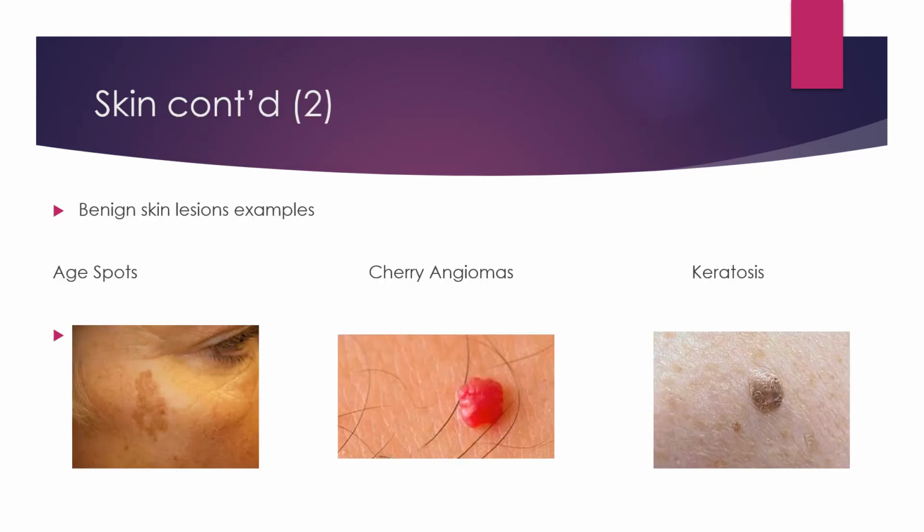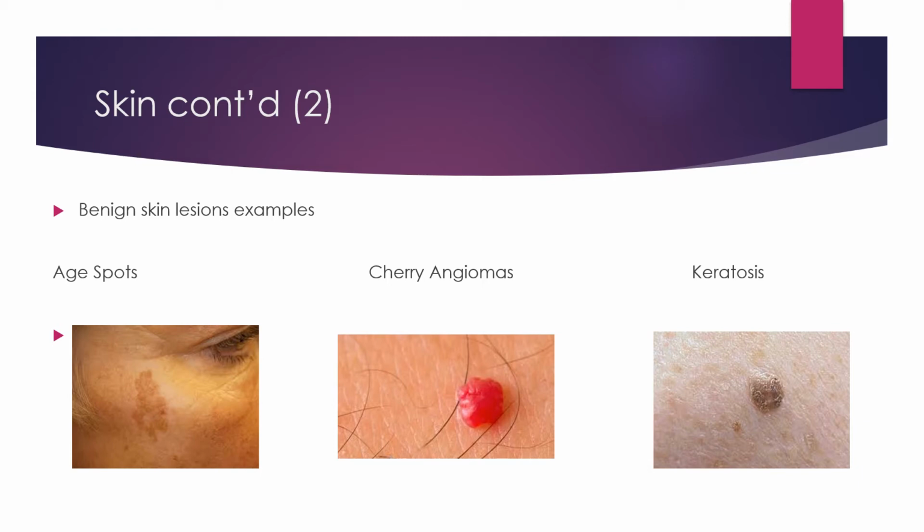In the first picture on this slide, you can see an example of age spots. There's the cherry angioma in the second picture, and then keratosis in the third. Those are all representative of benign skin lesions. Skin lesions can appear in a variety of shapes, sizes, and colors.